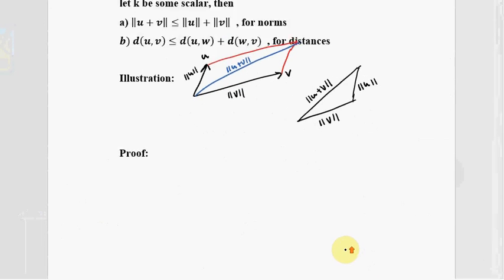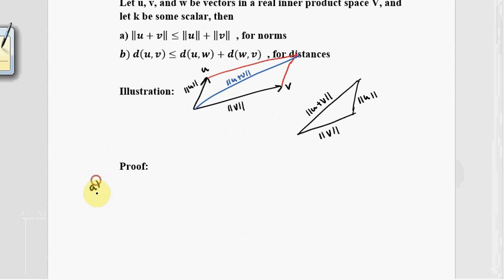So here to prove this, we'll prove part A first. That is, that the norm of u plus v is less than or equal to the norm of u plus the norm of v. I'm going to square this. And here's the reason. If I square it, then I can get rid of the radical and just deal with the inner products themselves. At the end, I can take the square root and get back to the original form.